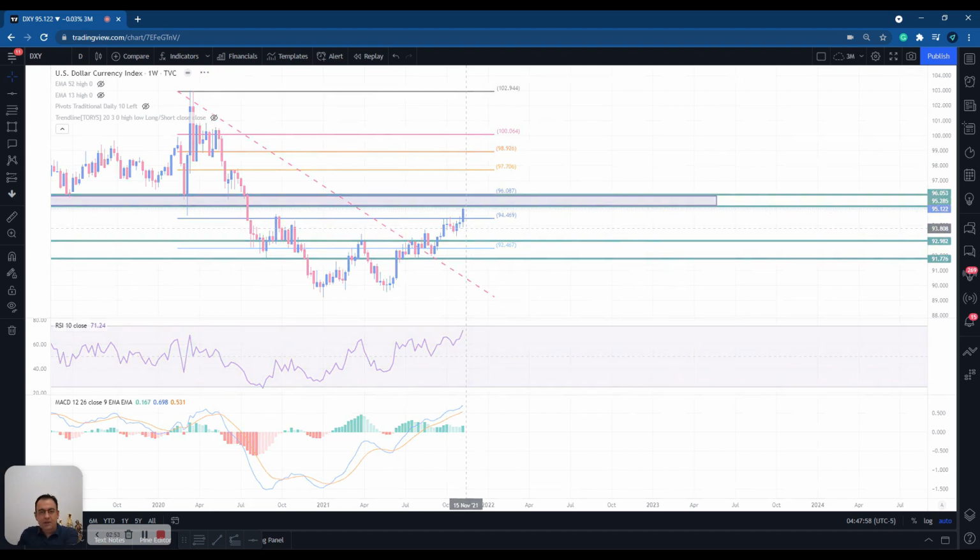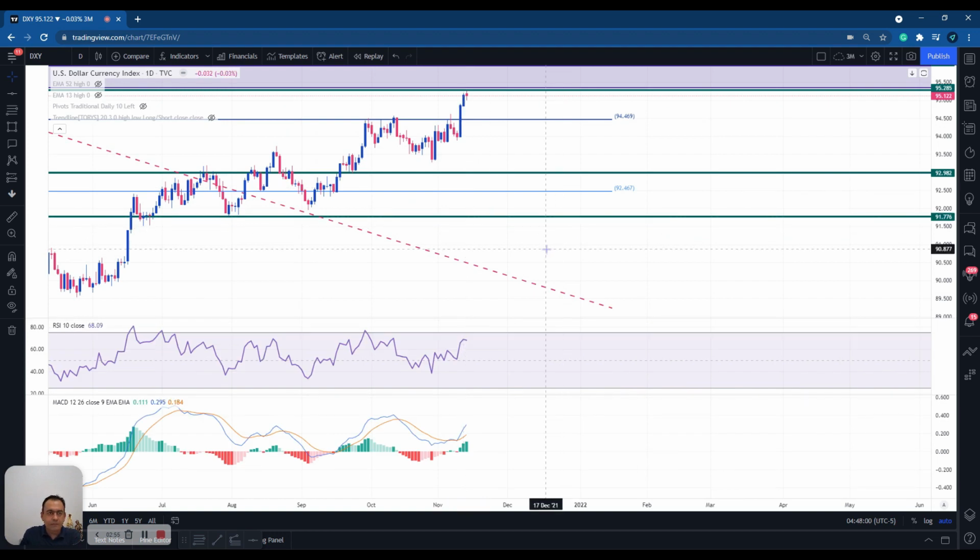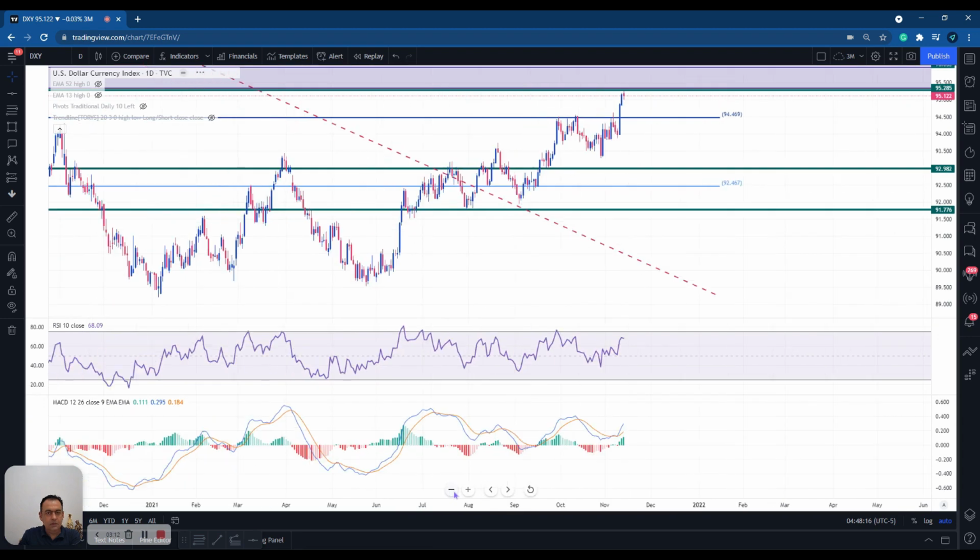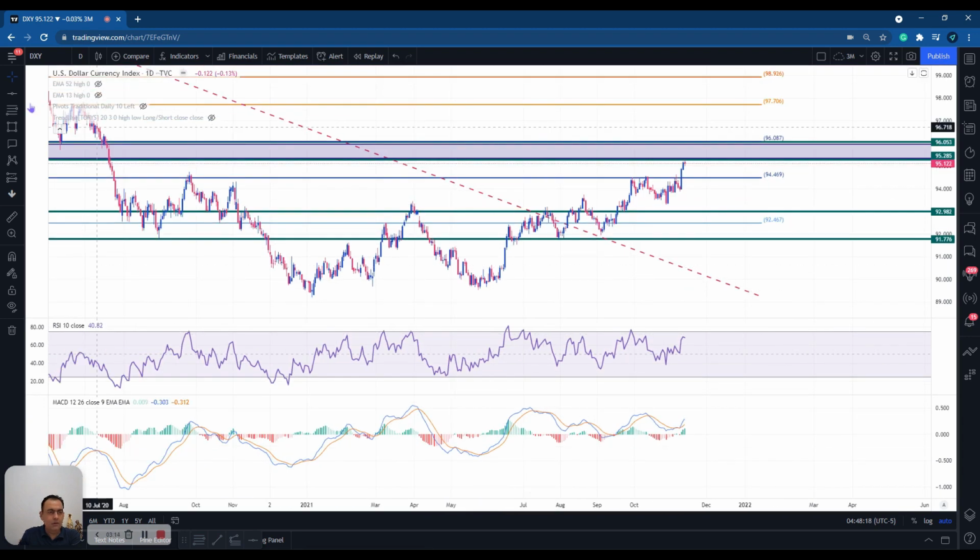Let's check on daily. Daily is finding some resistance around 95.2. Okay, but we do not have any signs against. Let's mark the trend. This is the trend.